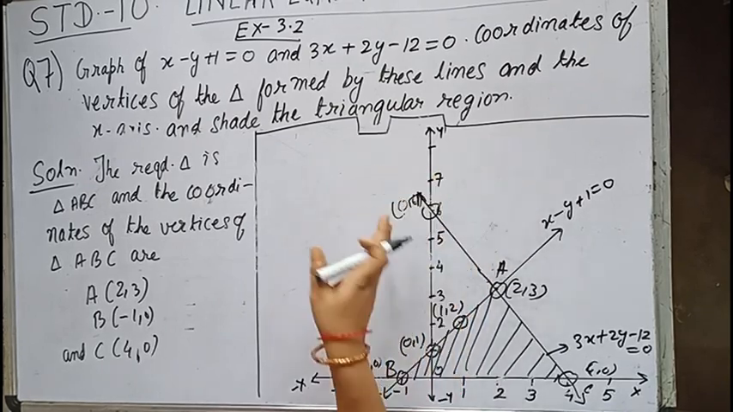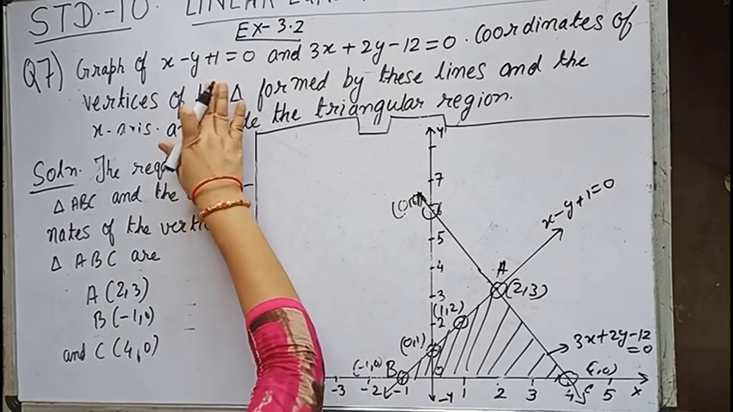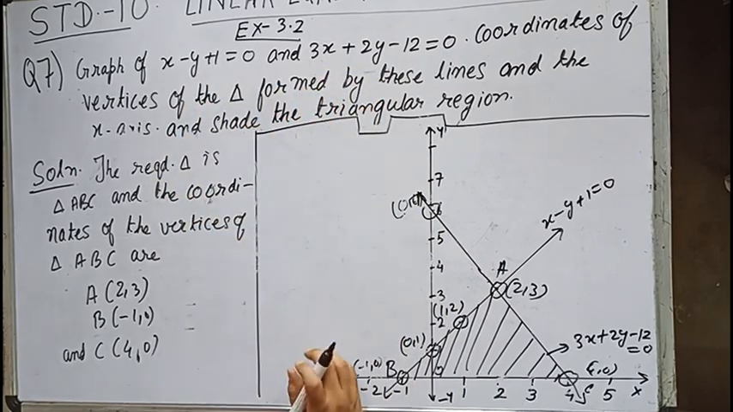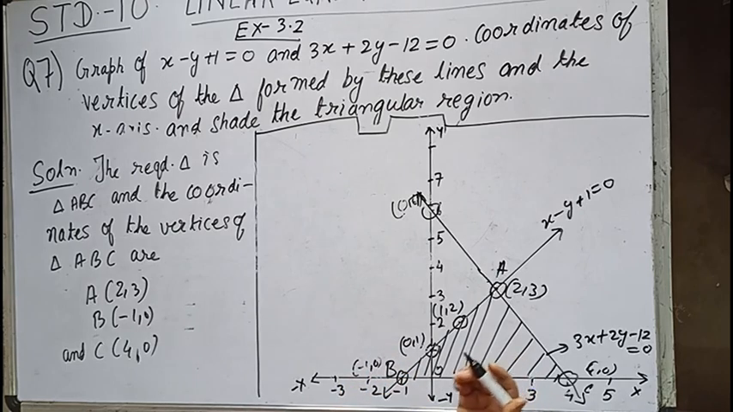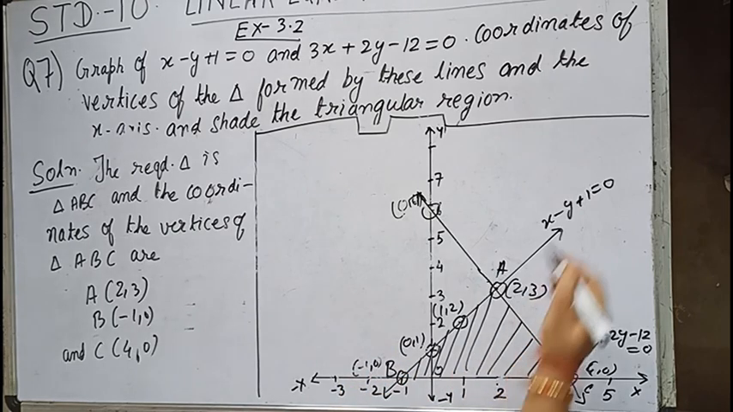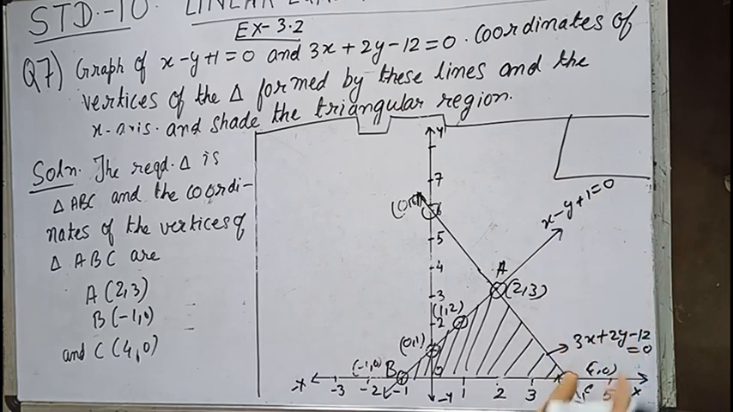So the topic you can write: graphical representation of x minus y plus 1 equal to 0 and 3x plus 2y minus 12 equal to 0. More properly you can give the scale also over here. Scale will be along x axis 10 small divisions equals 1 unit, and over here also y axis 10 small divisions equals 1 unit. So everything in your graph should be properly mentioned, and hence make your graph perfect.